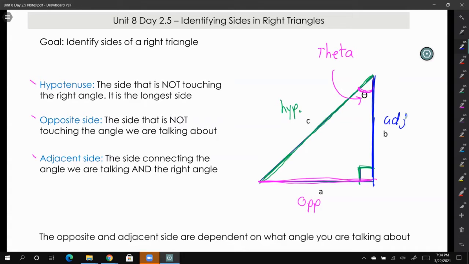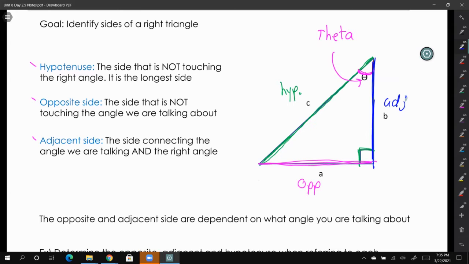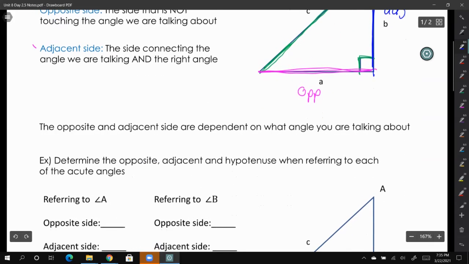So just make sure that you are labeling your sides correctly. Especially the hypotenuse, that one should be easy. That's always across from the box or the right angle. And the opposite side always is across or not touching the angle that you're being asked about. Now, the opposite and adjacent side are dependent on what angle you're talking about.